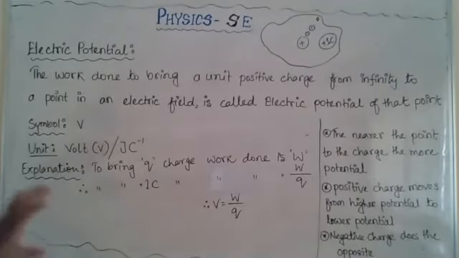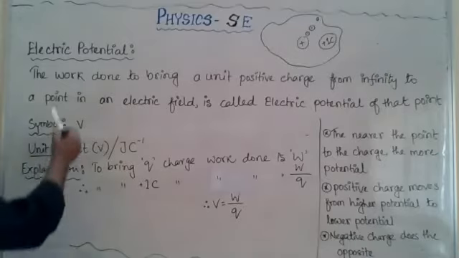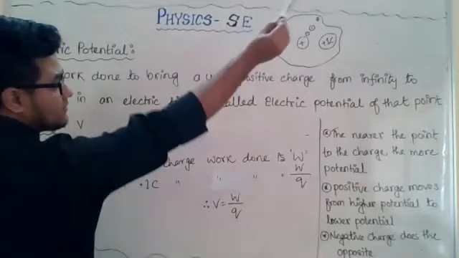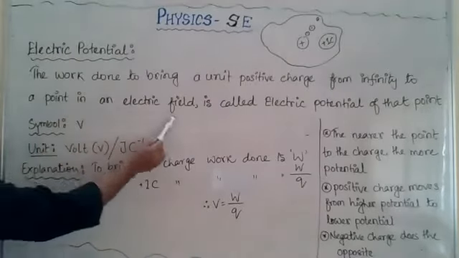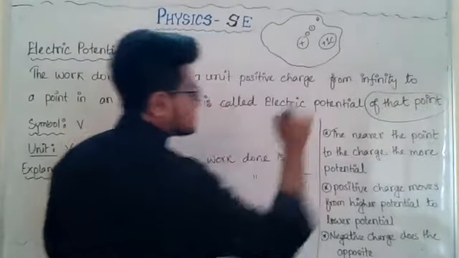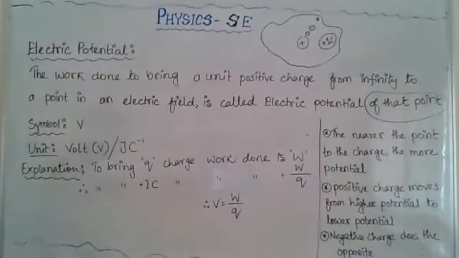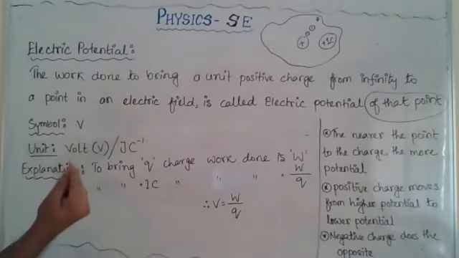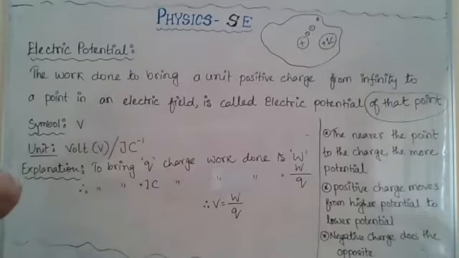And moreover, to understand the concepts of current electricity, understanding electric potential is very important. So please pay attention. Now what I said here: work done to bring a unit positive charge from infinity to a point in an electric field is called electric potential of that point. This is very important because electric potential is similar to the electric intensity with respect to this point concept. We saw that the electric intensity changes from point to point. Electric potential also will change from point to point.